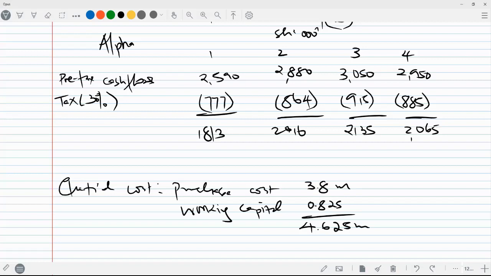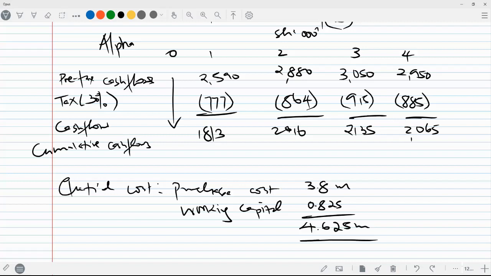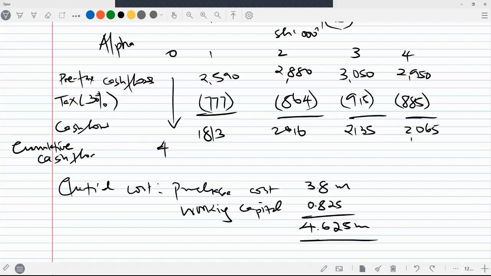Since we have the cash flow here, we can have another column. We'll call it the cumulative cash flow. And here I should have included year 0. For year 0, this is what you've got here, negative 4625. Let me extend this a bit. Cumulative cash flow. Year 0 is the initial cost, which I just obtained there, negative 4625. So that's for year 0.